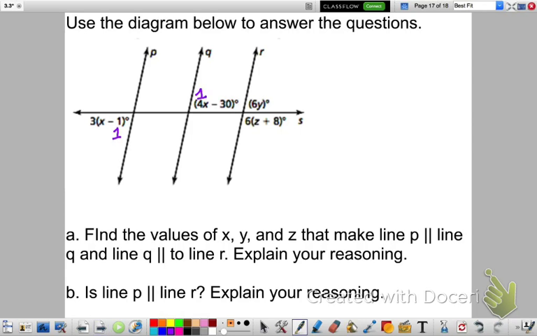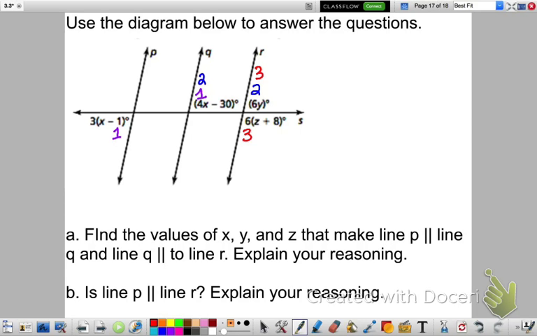Step 1. Where I've written a 1, we first start by solving for x. This would make P and Q parallel. Where I write the 2, we would solve using our x we just got and then solve for y. This would make Q and R parallel. Lastly, where I put the 3, we will set those supplementary because they're a linear pair, and that would give us C. That helps us prove that P is parallel to Q and Q is parallel to R.